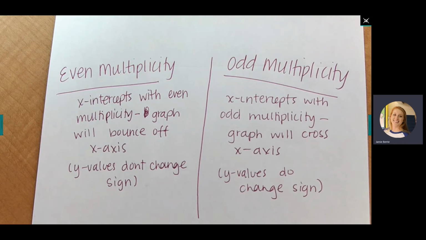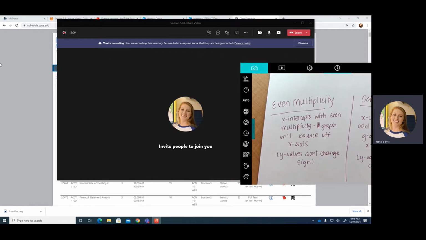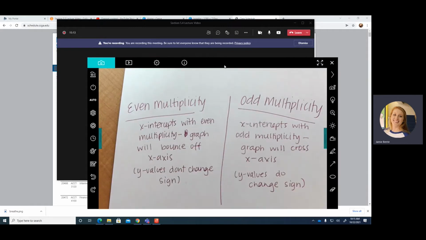All right, so if you have your graphing calculator, go ahead and take it out, and we will graph this real quick, just to show you a visual representation of what it means to bounce off the x-axis. And of course, we know what it means to cross the x-axis. Let's see if I can make this bigger.